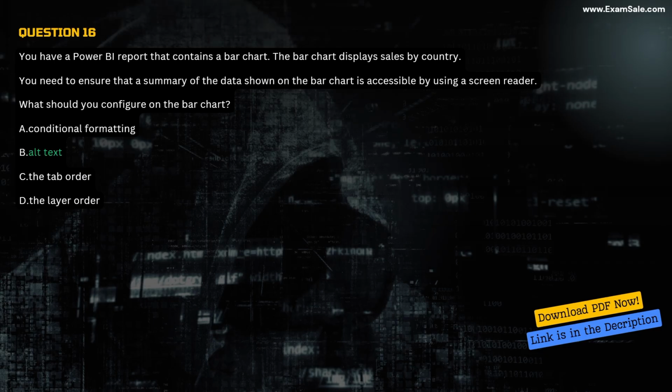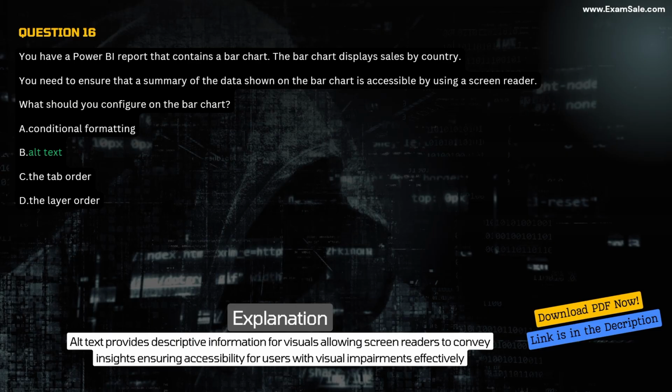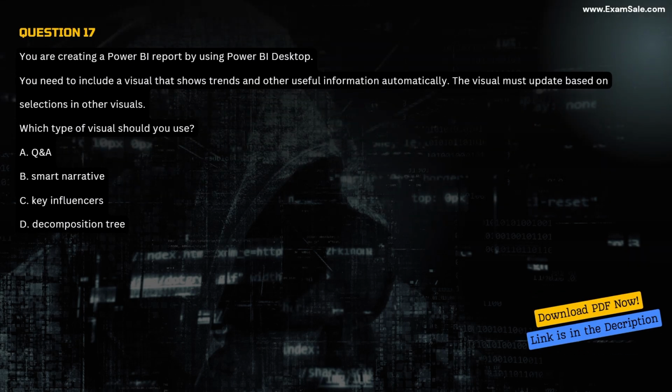Correct answer B. Alt text. Explanation. Alt text provides descriptive information for visuals, allowing screen readers to convey insights, ensuring accessibility for users with visual impairments effectively.